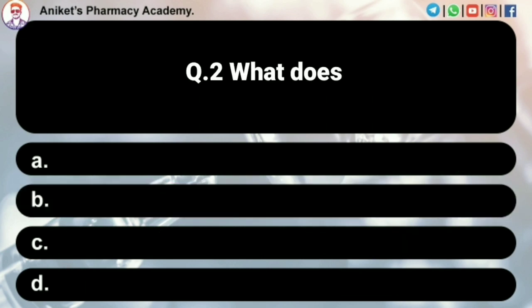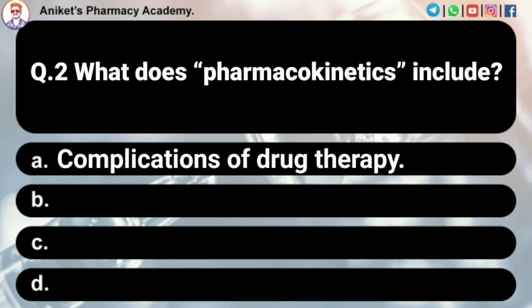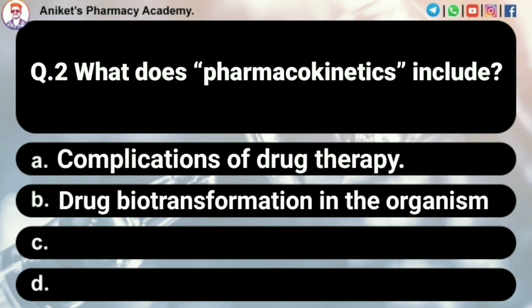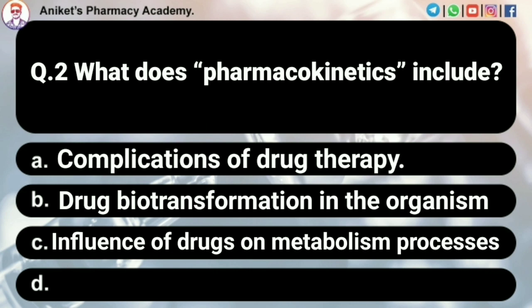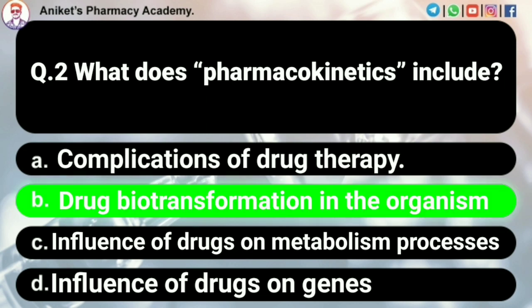Question number 2. What does pharmacokinetics include? A. Complications of drug therapy. B. Drug biotransformation in the organism. C. Influence of drugs on metabolism processes. D. Influence of drugs on genes. Answer is B. Drug biotransformation in the organism.